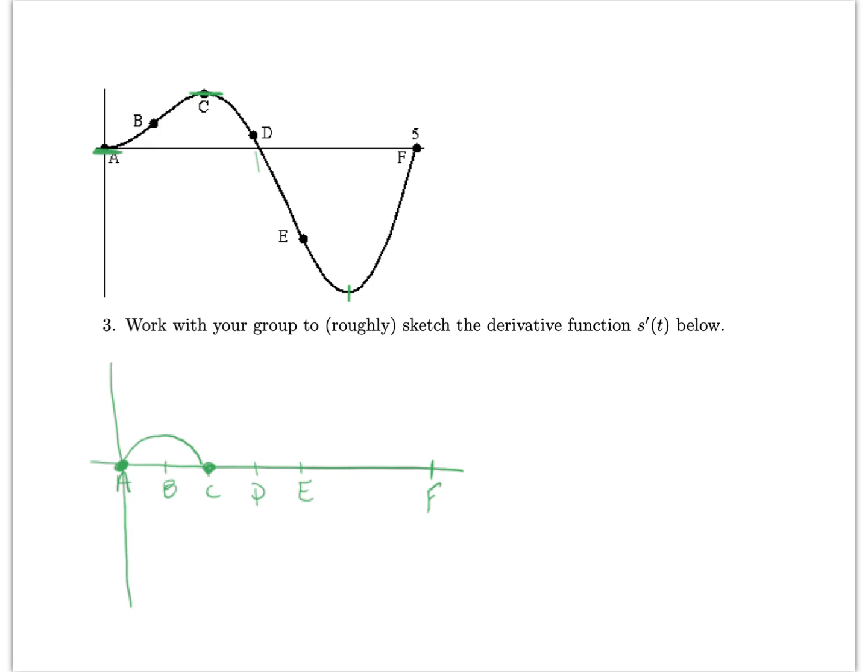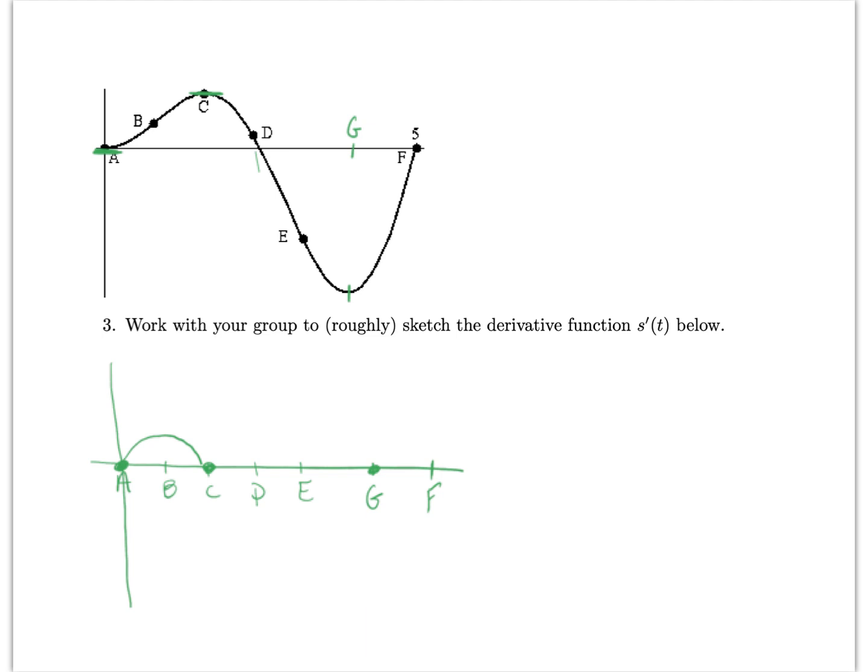And then let's mark this point right here. We'll call that G. This looks sort of halfway between E and F. Okay, so then at C there's 0, and they hit 0 again at G. So let's put that on there.